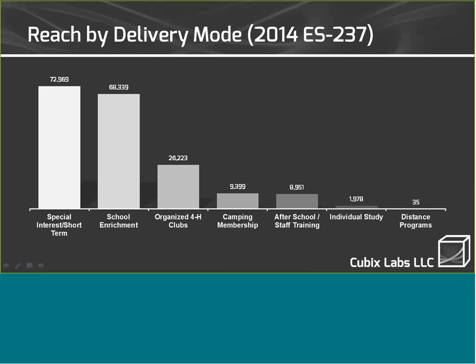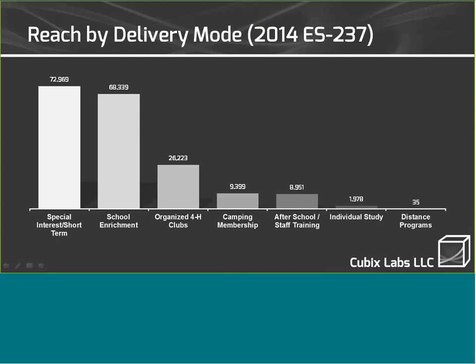So right now, if you just look at graphing certain statistics on the ES-237, these are some of the findings you'll get. We reach the most youth in terms of raw numbers in special interest short-term and school enrichment programs. Next in line is organized 4-H clubs.